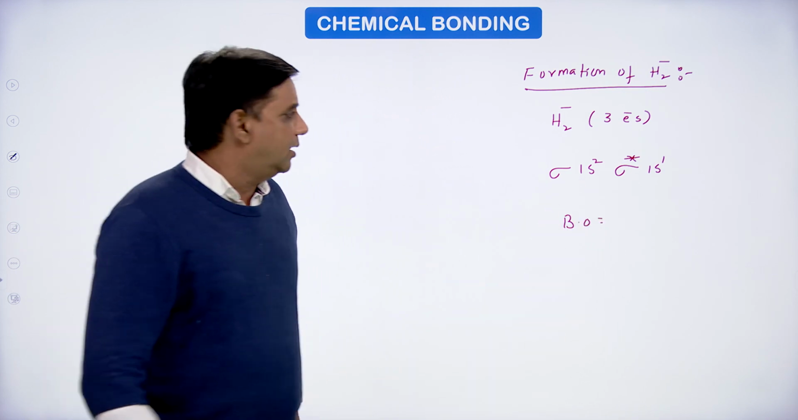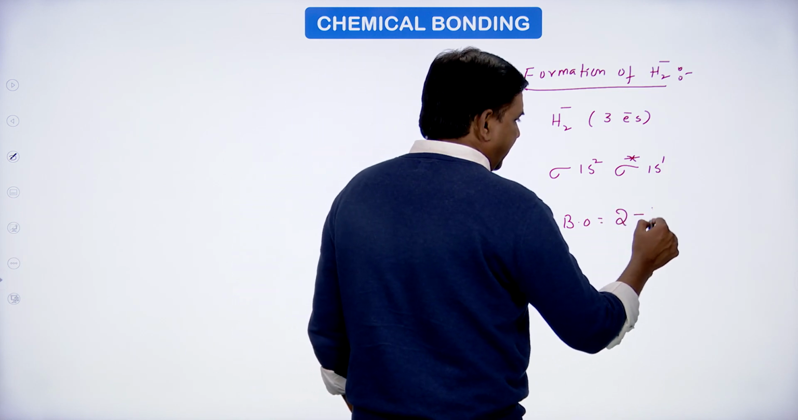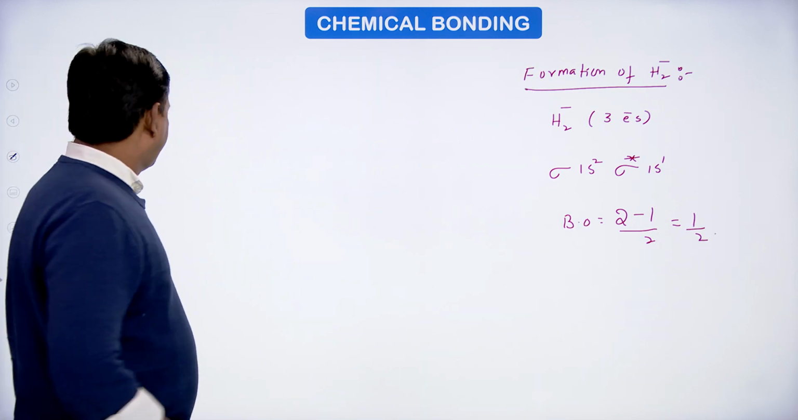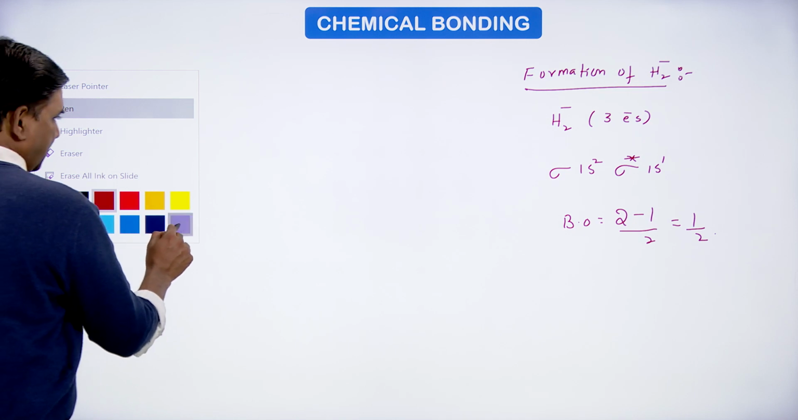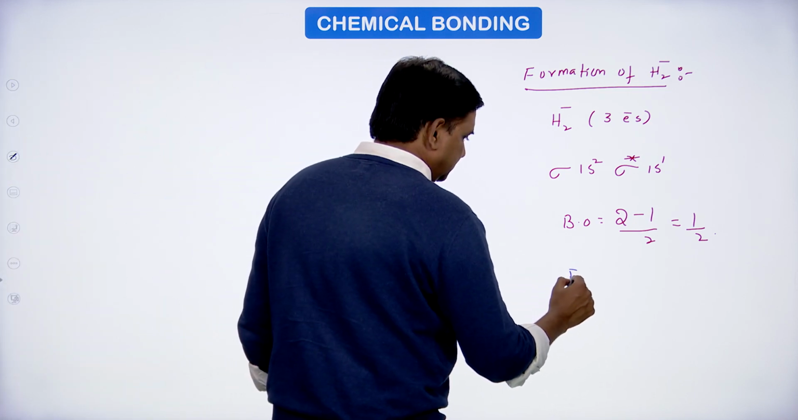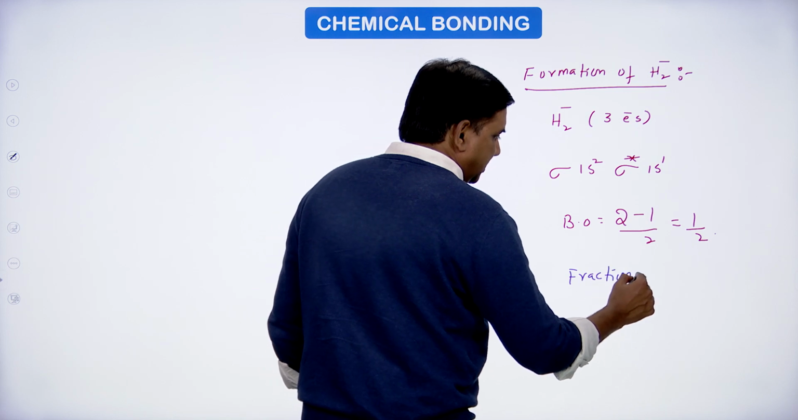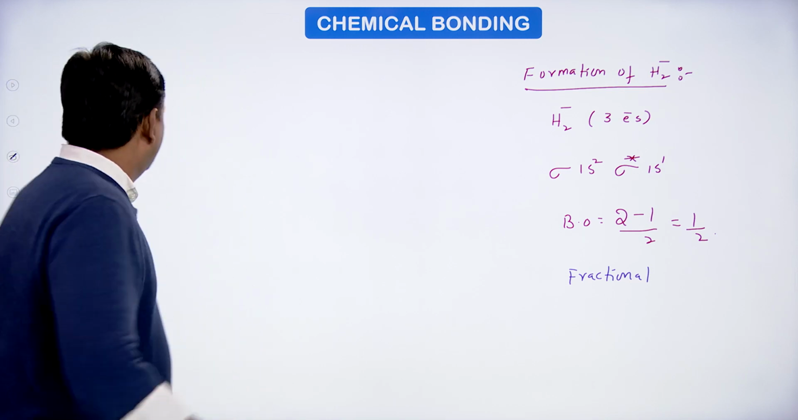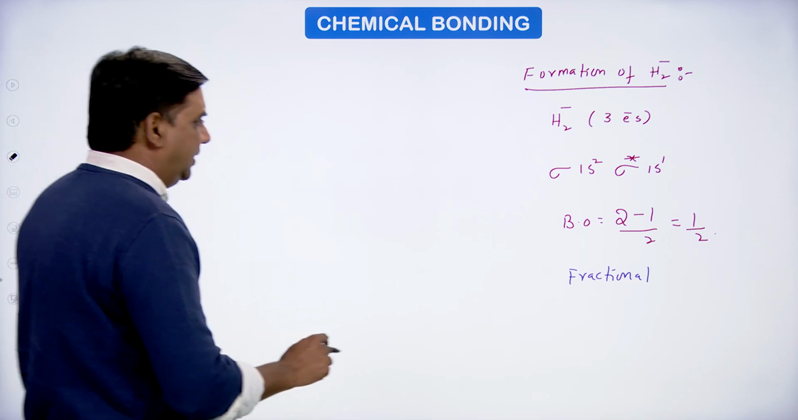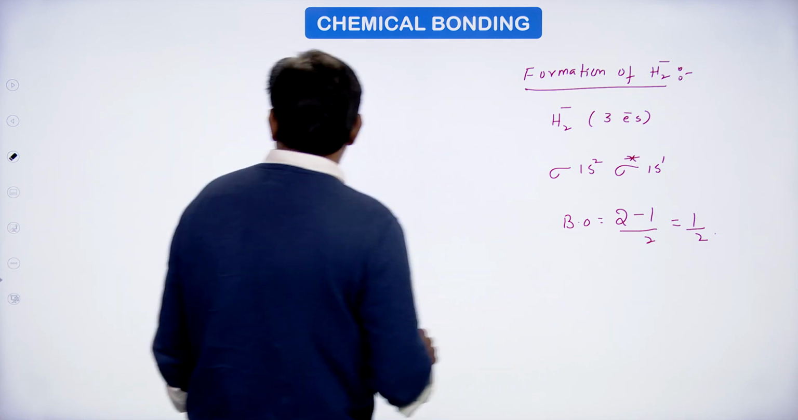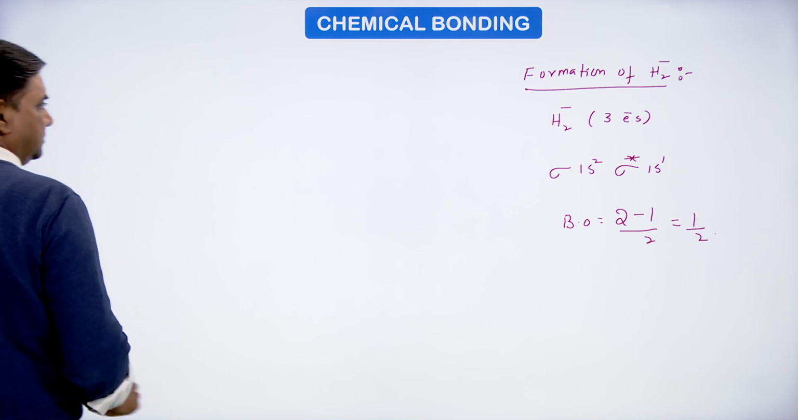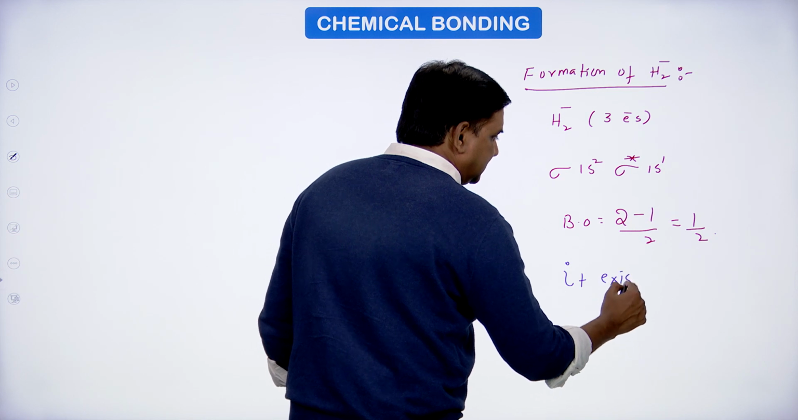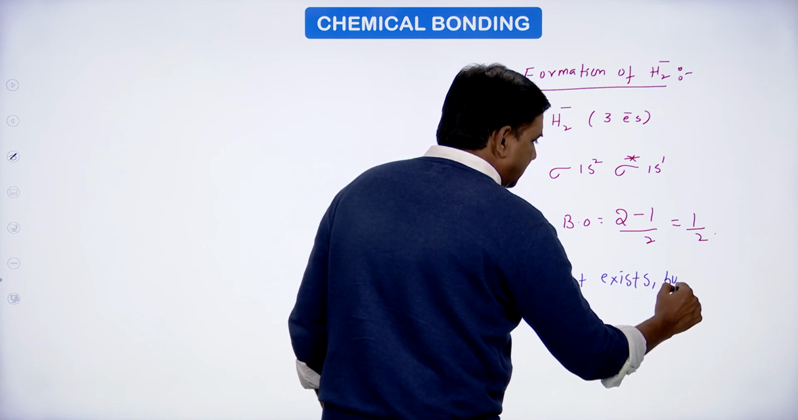number of electrons in the bonding orbitals 2, minus 1, by 2, which is equal to half. So it is fractional, therefore it exists but is highly unstable. It exists but unstable.